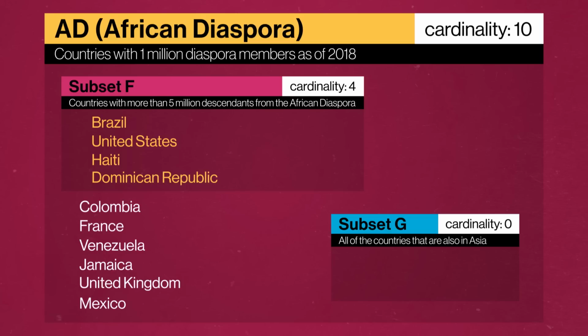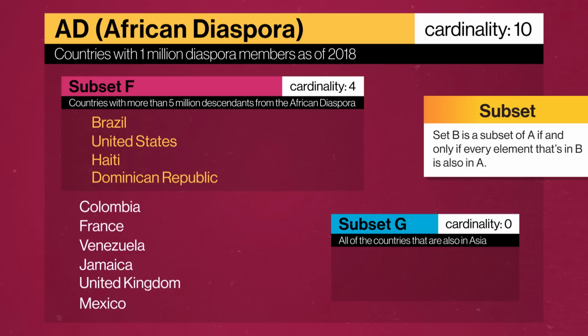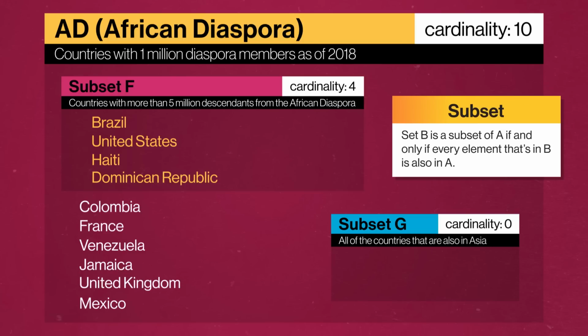So let's revisit our formal math definition of a subset again. We said that some set B is a subset of A if and only if every element that is in B is also in A. And since there are no elements in G, every element that's in G is technically also in AD. So G is a subset of AD.